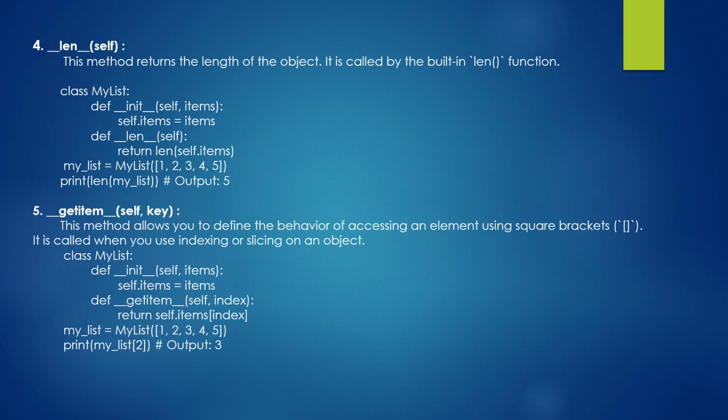Next one is the getitem method. This method allows you to define the behavior of accessing an element using square brackets. It is called when you use indexing or slicing on an object.